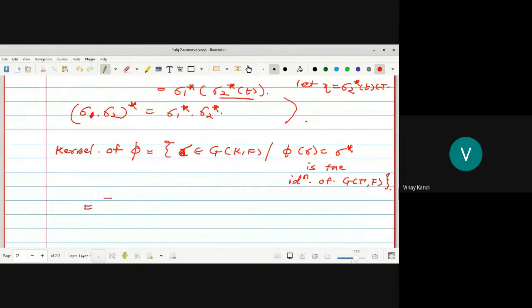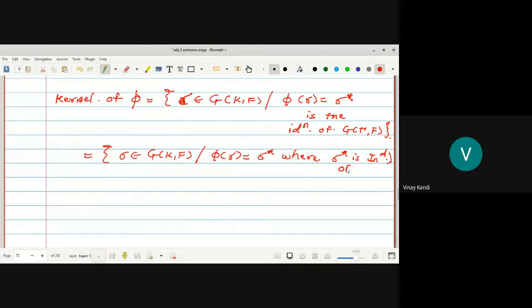Yes, sir. So this is equal to sigma belongs to G(K/F) such that phi of sigma is equal to sigma star, where sigma star is the identity map of T, which is equal to sigma belongs to G(K/F) such that sigma star of t is equal to the identity map of t, for all t belongs to capital T. Because sigma star is an identity map of T, that means sigma star of t is equal to t for all t belongs to T.